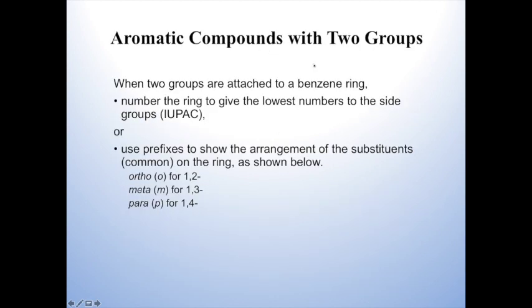You can also have two groups on a benzene ring. In this case, you number the ring to give the lowest numbers to the side groups, and then use prefixes to show the arrangement of the substituents, as shown below. So if the substituents are on the first and second carbon, it's called the ortho configuration. If they're on the first and third carbon, it's the meta configuration, and if they're on the first and fourth carbon, it's para.